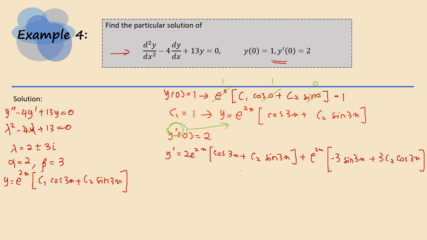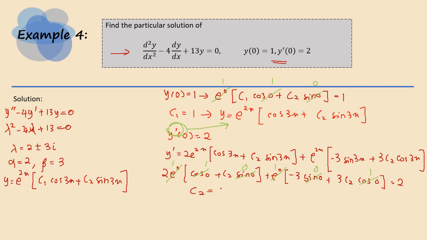Now we can substitute the second initial condition. This gives us 2 e to the 0, cos 0 plus c2 sin 0, plus e to the 0, minus 3 sin 0 plus 3c2 cos 0, is equal to 2. Let's simplify. We know e to the 0 is 1, cos 0 is 1, sin 0 is 0. So we have c2 is equal to 0. Then our particular solution is y equal to e to the 2x, c1 is equal to 1, so cos 3x, and c2 is equal to 0. So this is the particular solution.